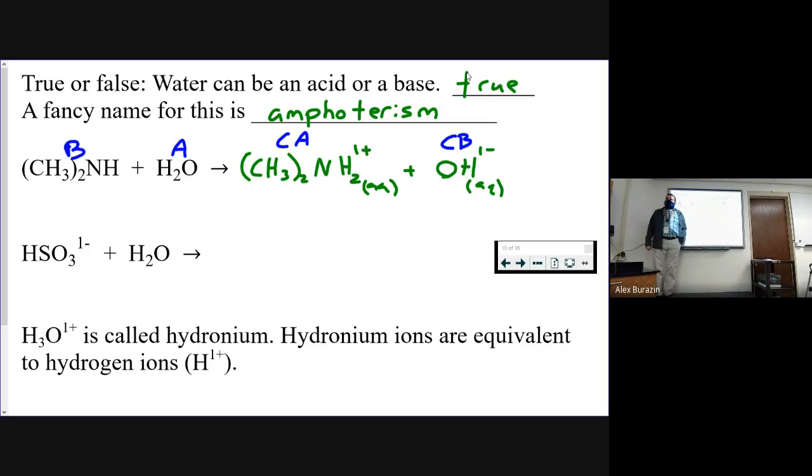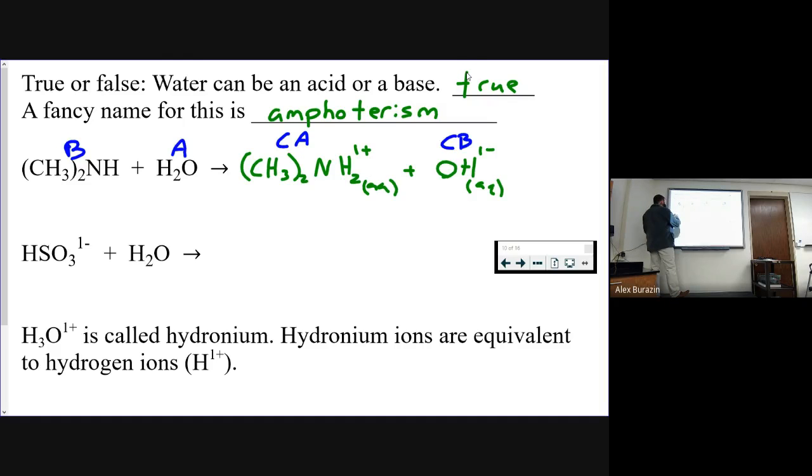Here's another tip. If you end up with hydroxide, spoiler alert, that's not going to be a conjugate acid. Is hydroxide an acid? Not so much, right? It's a base. So it better be called the conjugate base after you've analyzed and labeled things. That makes sense, I hope. Okay, let's do the bottom one.